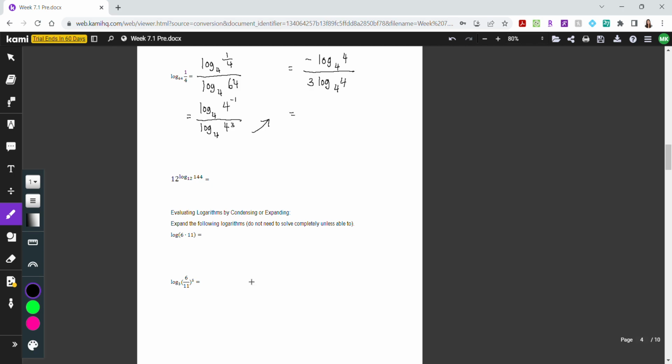Oh, look. Log base 4, 4. That means these two would equal 1, right? So in the end, I will get my final answer of negative 1 over 3. All right. If you have any questions about this, bring it to your deep dive lesson.